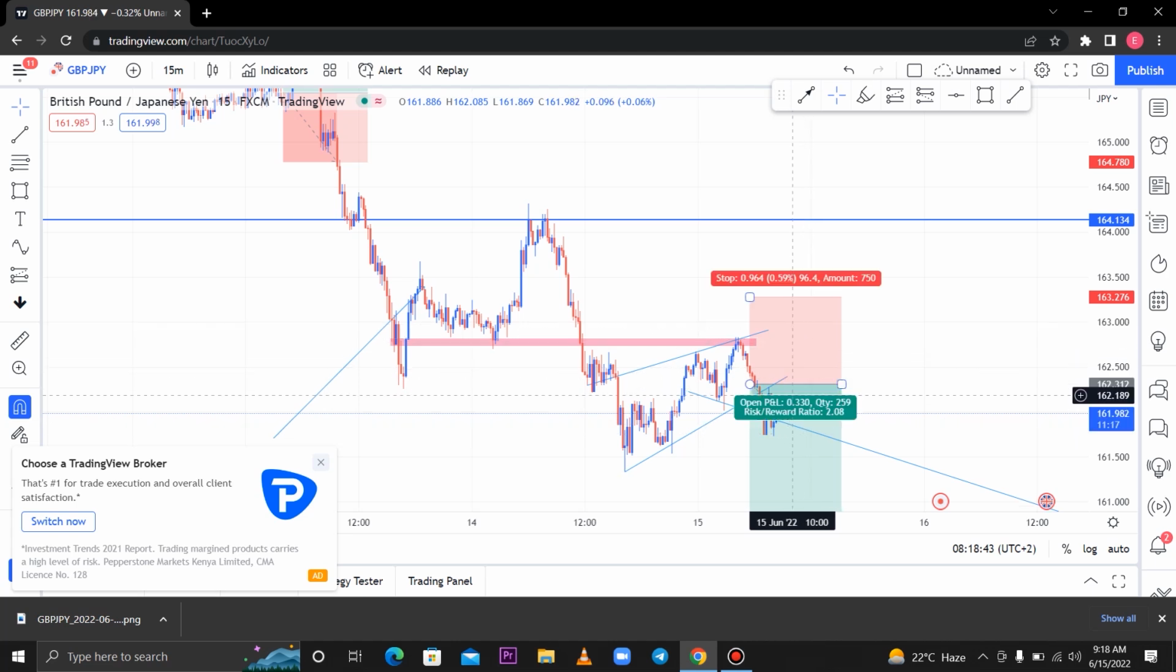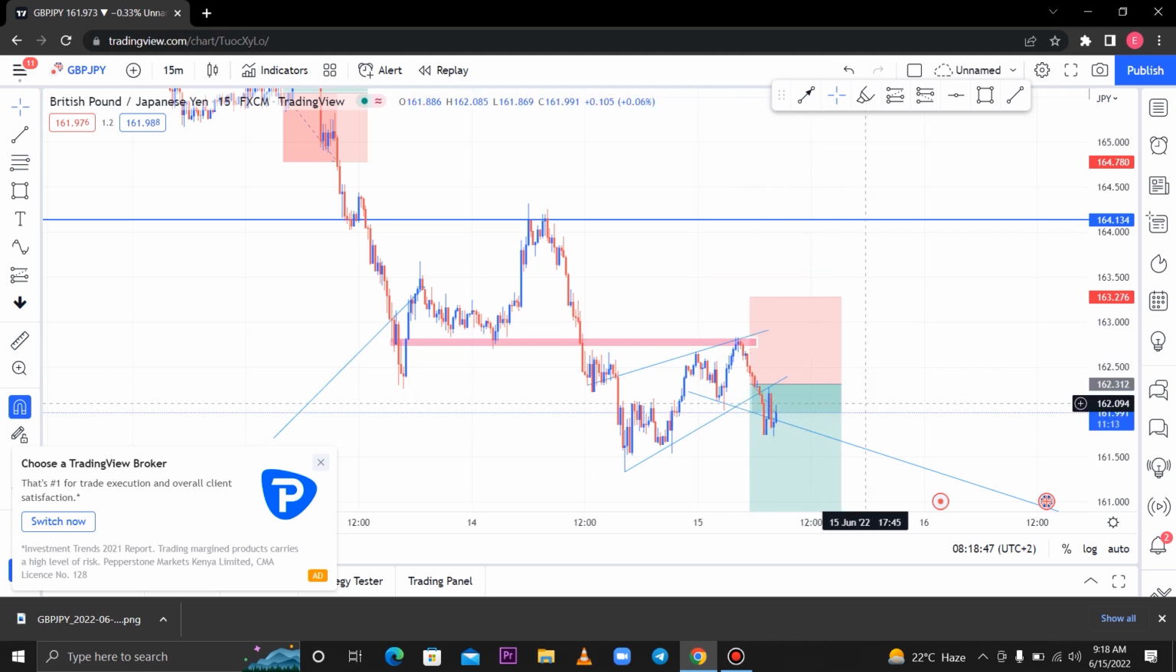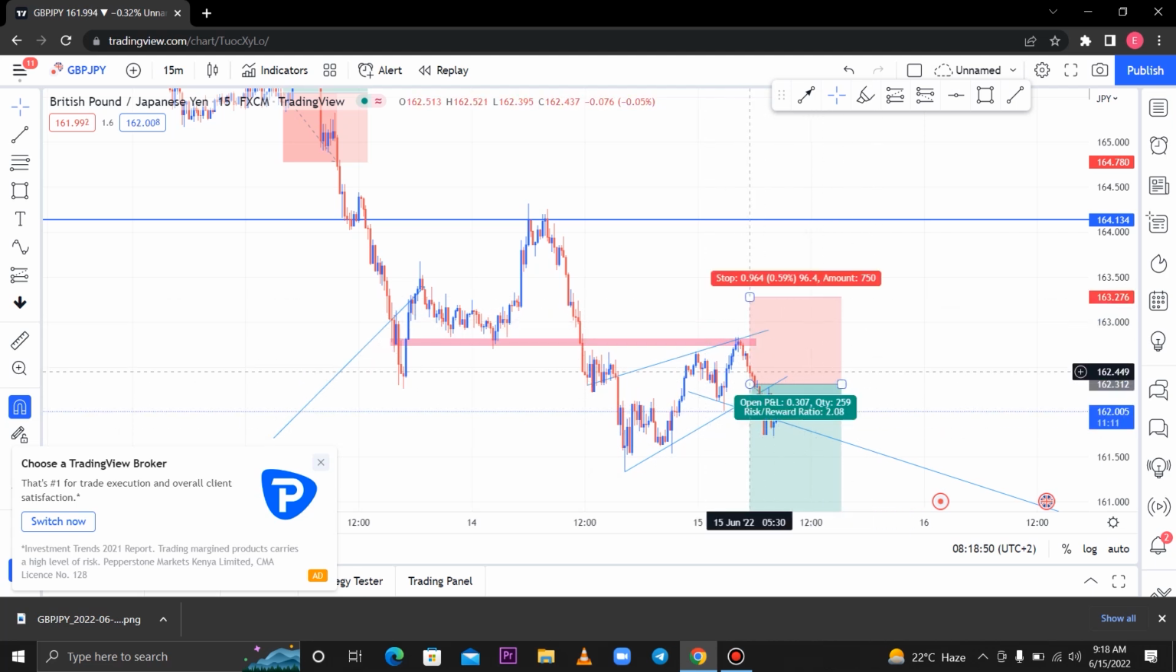That's basically how you can actually always get some of these sniper super entries without doing the same mistakes that I did.